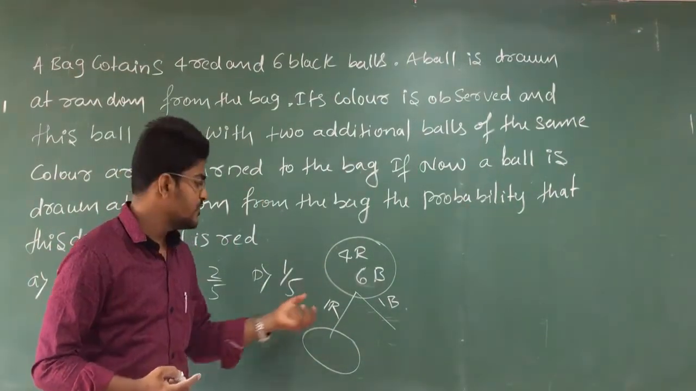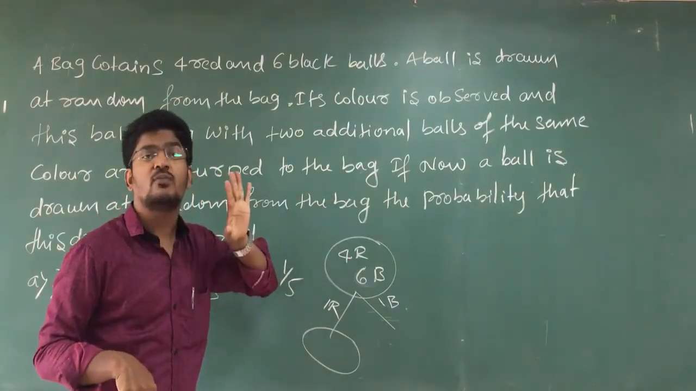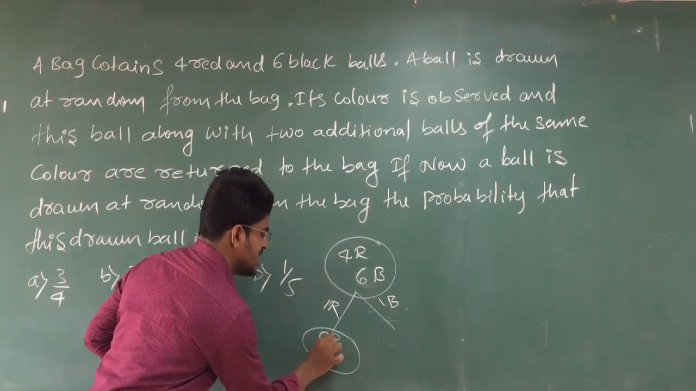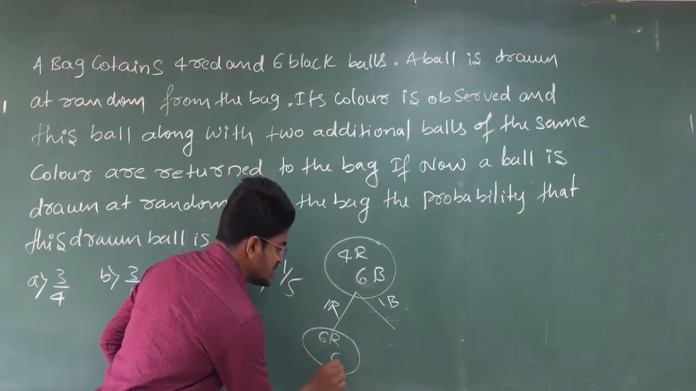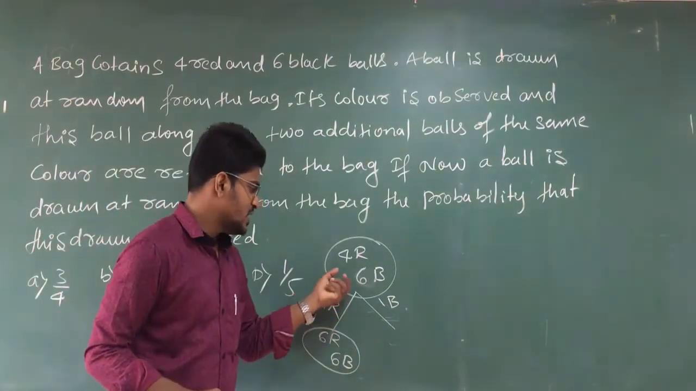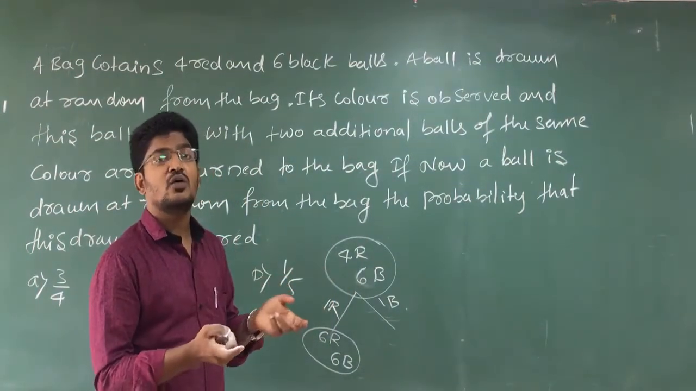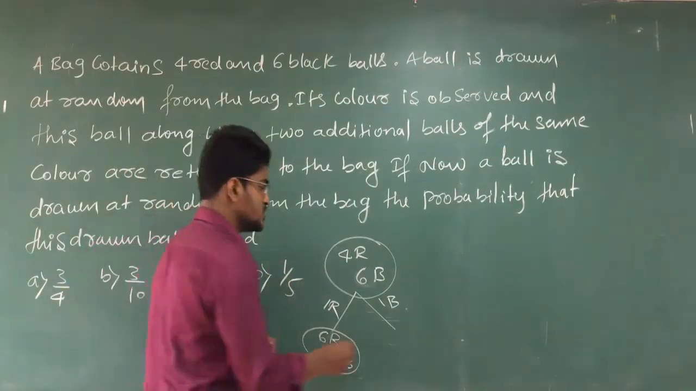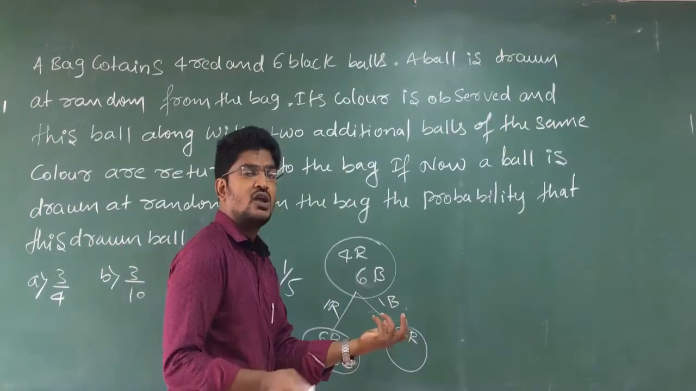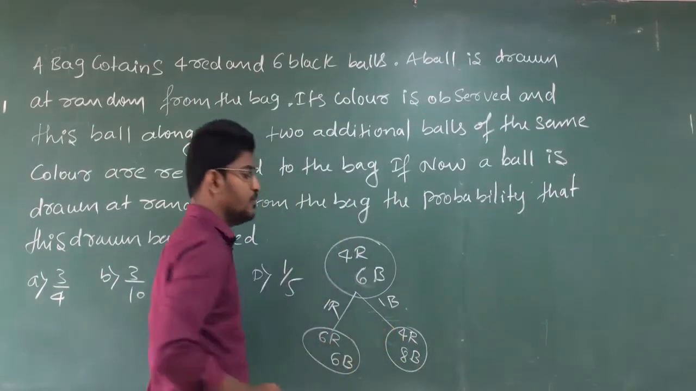Are you getting my point? If there is a red ball, they will add 2 more red balls to these 4 red balls in the bag. That means totally you are going to have 6 red balls and these 6 black balls. First they take one ball, observe the color and return the same ball with 2 more balls. Here also there will be 4 red balls. If it is black, they will add 2 for that, so it will be 8 black balls.